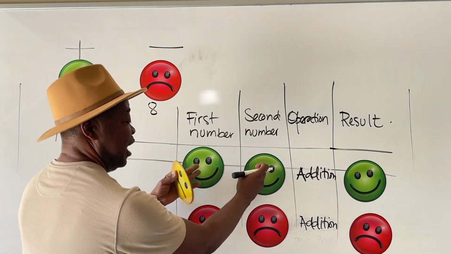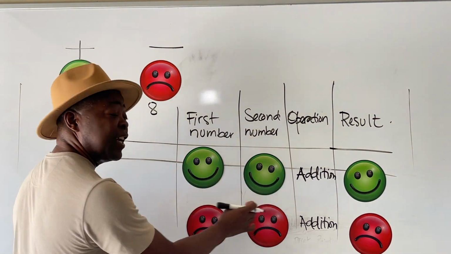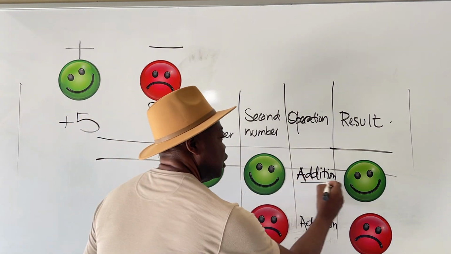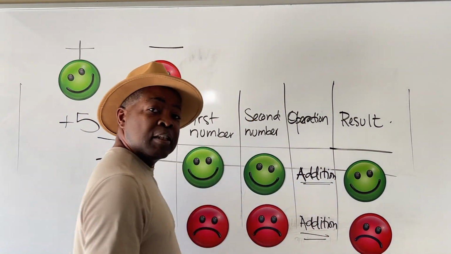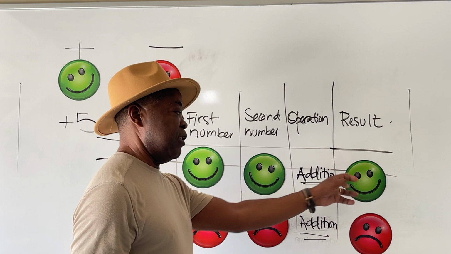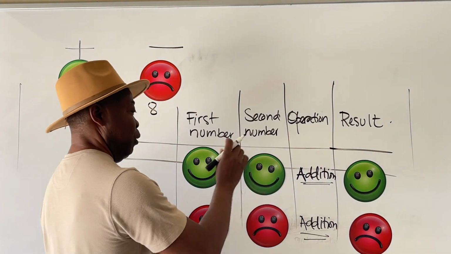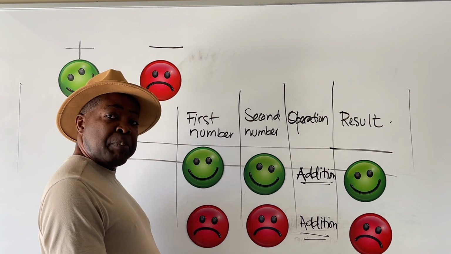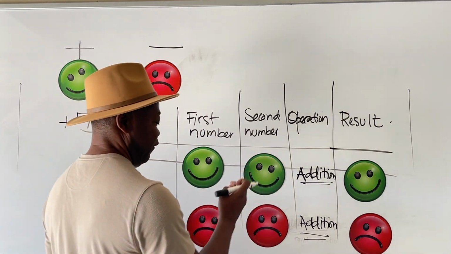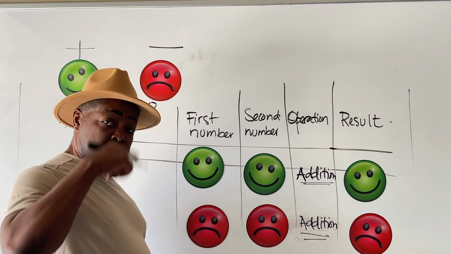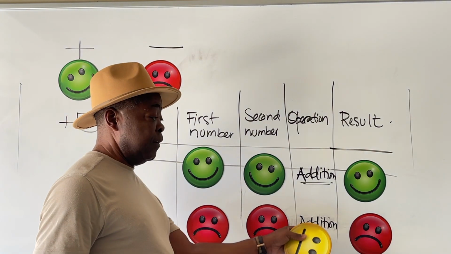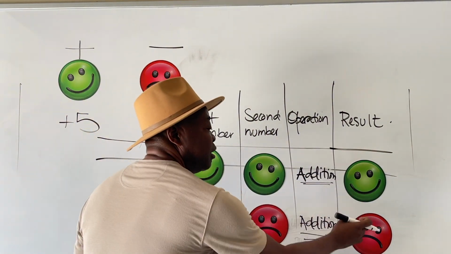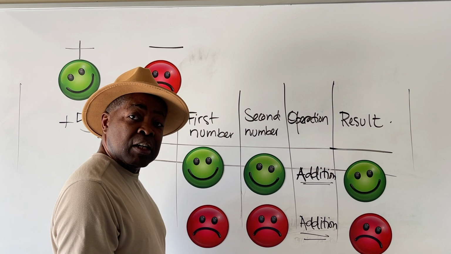When the signs are the same, when they look alike, I have an addition. And I keep the same sign. If they were both positive, I add the numbers, and my result will be a positive, smiley face. If they both negative, I also do an addition, but the result will be negative.